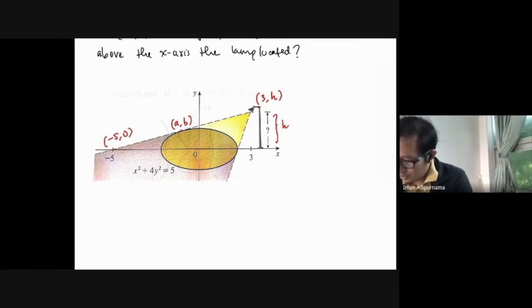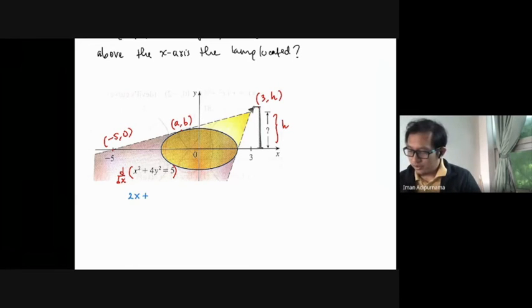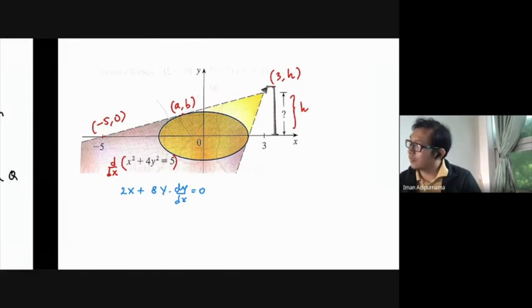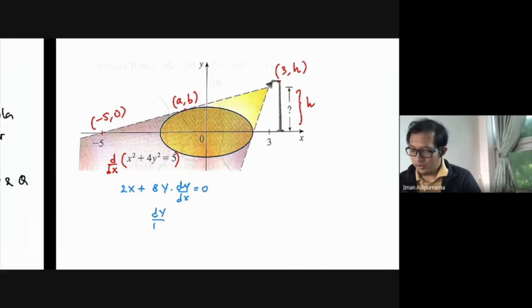Okay. So the functions we can derive through the implicit differentiation. So we have 2x plus 2y, oh wait, let's say 8y dy dx. And dy dx will be negative x over 4y. So this is the gradient. Okay. So gradient.